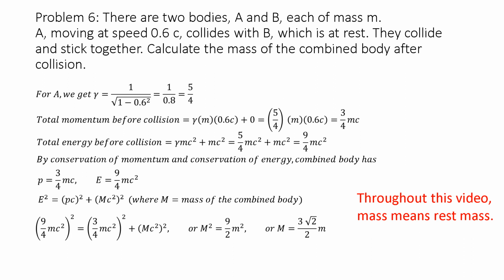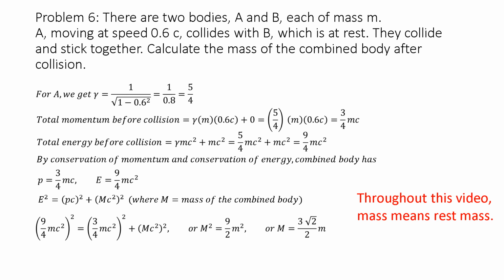Total energy before collision is energy of A plus energy of B. Energy of A is gamma mc square. Energy of B is mc square because B is at rest. So total energy is 5 by 4 mc square plus mc square. This equals 9 by 4 mc square. By conservation of momentum and conservation of energy, the final combined body has the same momentum and the same energy as initial total momentum and total energy.